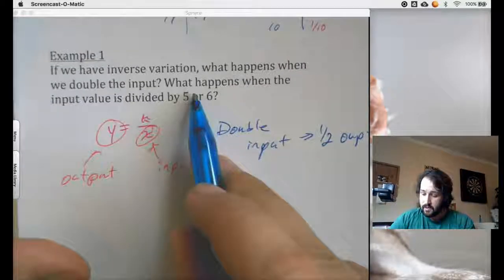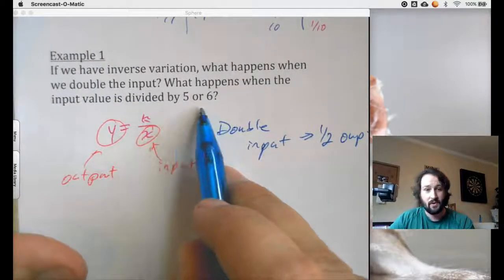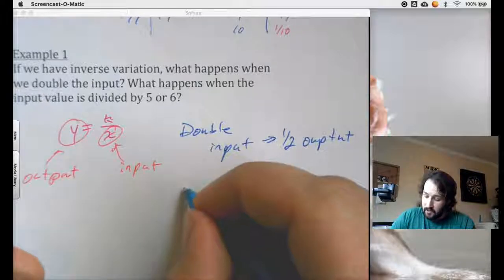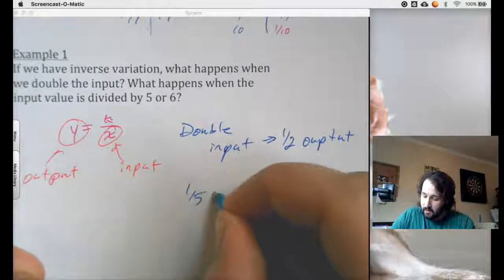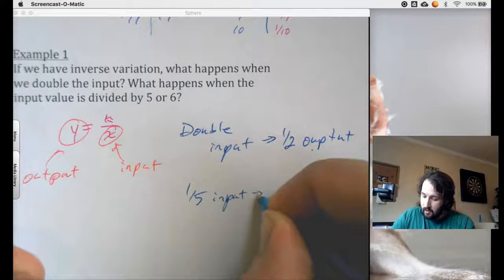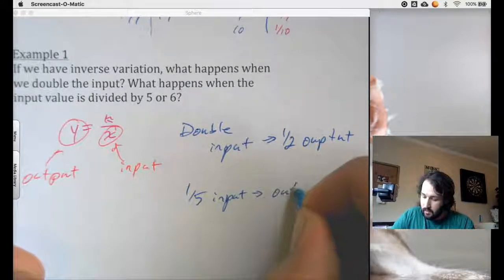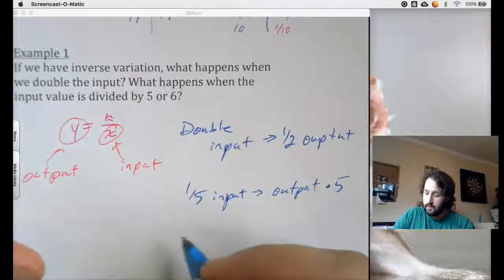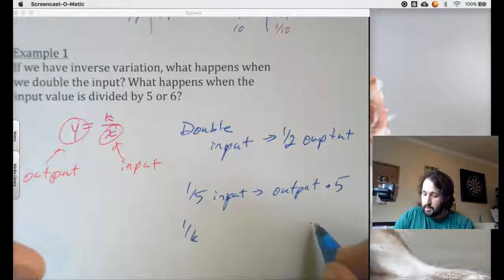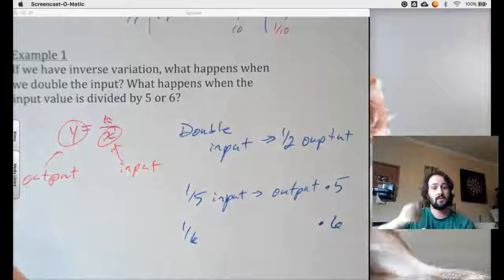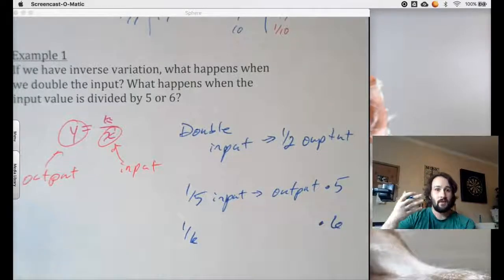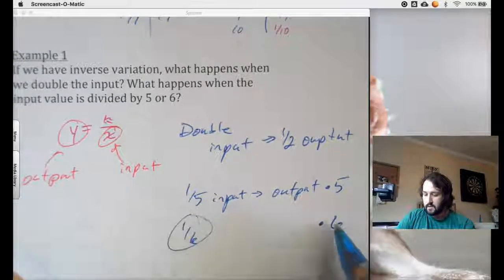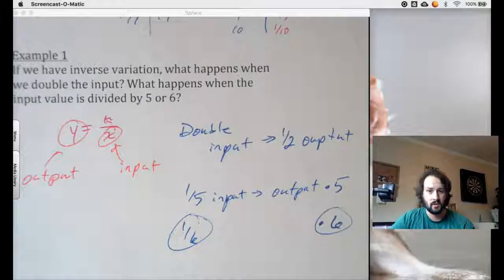So let's see, what happens when the input is divided by 5 or by 6? If we do 1/5 of the input, the output becomes larger by a factor of 5. Likewise, if we do 1/6, it becomes larger times 6. So it does the opposite thing. It's called inverse variation because you're taking the inverse of the number, the reciprocal of the number.